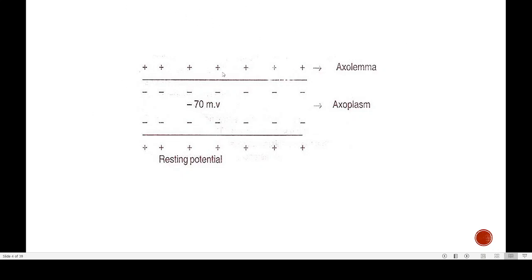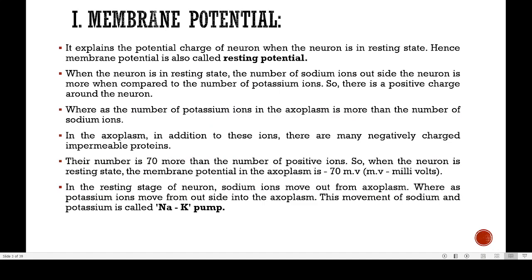So there are more sodium ions on the outer side, and fewer potassium ions on the inner side. If you compare the charge between the outer side and the inner side, the outer side has more positive charge because of more sodium ions, whereas the inner side has fewer positive ions, and because of this there is a charge difference of minus 70 millivolt. That is what we mean by the term membrane potential.